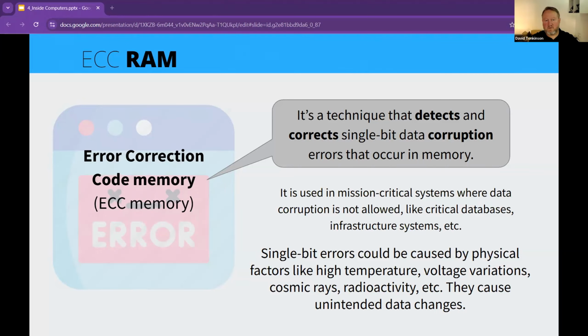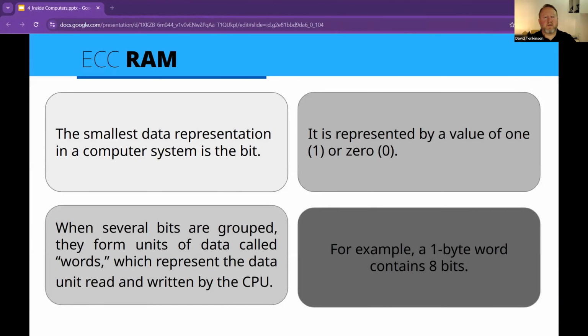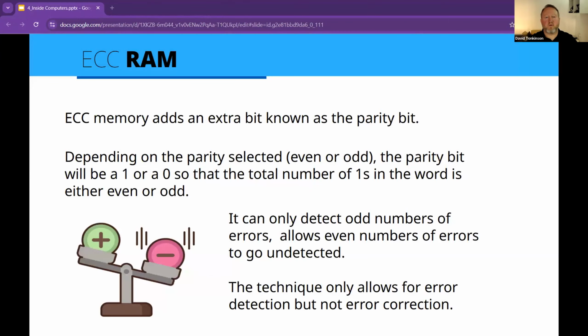Good stuff. So this is the example I gave within ECC RAM. As you see, it's represented by a check bit, which is a 1 or a 0 that correlates to the number of items in it. For example, a 1-byte word contains 8 bits. That check allows us to verify it. Depending on whether the parity is odd or even, it will tell you whether a bit has been corrupted in that system.